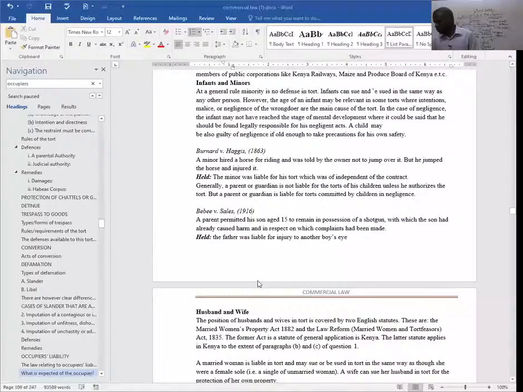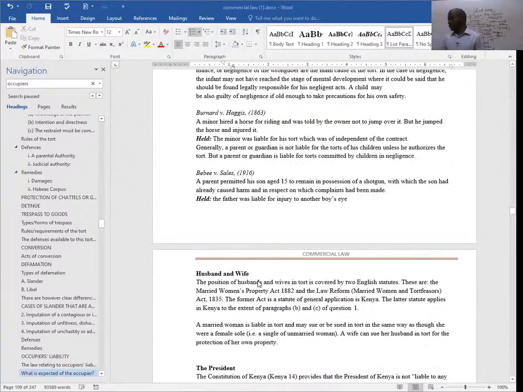Husband and wife. The position of a husband and a wife in tort is covered by 2 English statutes. So this one is actually borrowed from the common law. The former act is a statute of general application in Kenya. So a married woman is liable in tort and may sue or be sued in tort in the same way as though she were a single or unmarried woman. A wife can sue her husband in tort for the protection of her own property.